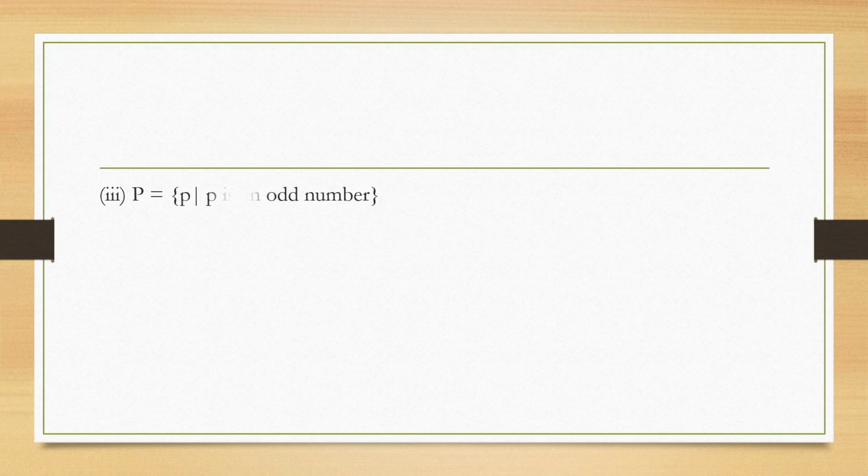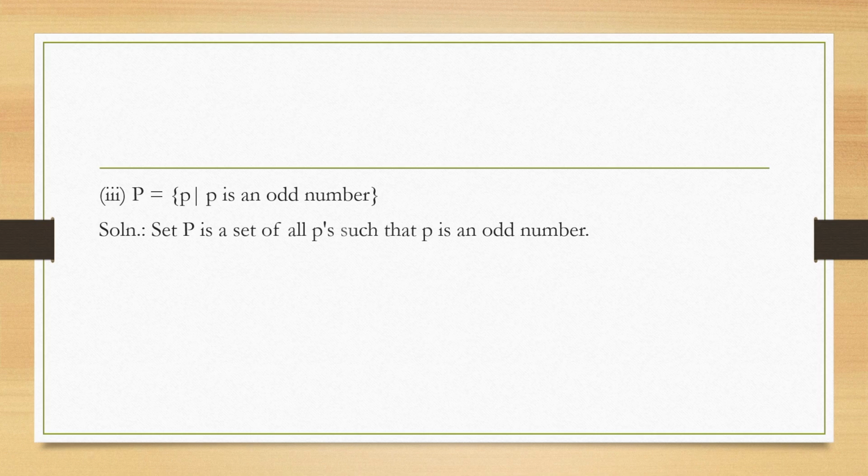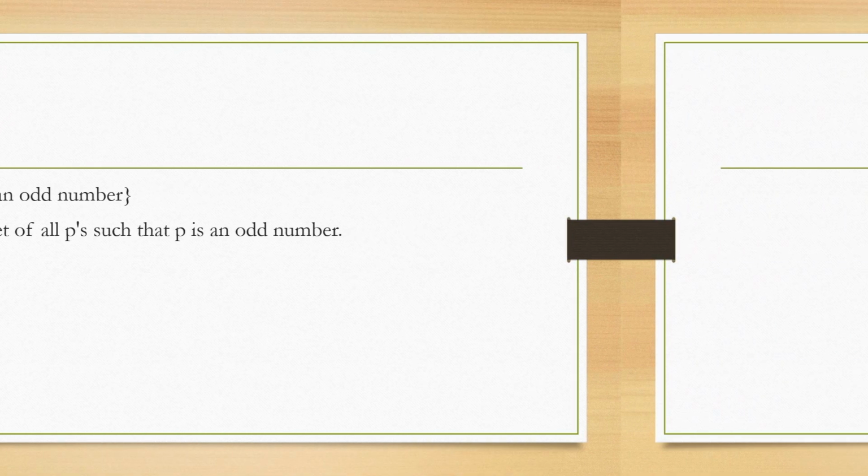Third, P is equal to curly bracket open P such that P is an odd number. How will we write this in words? Set P is a set of all P's such that P is an odd number. This statement means the set statement above: P is a set of all P's such that P is an odd number.